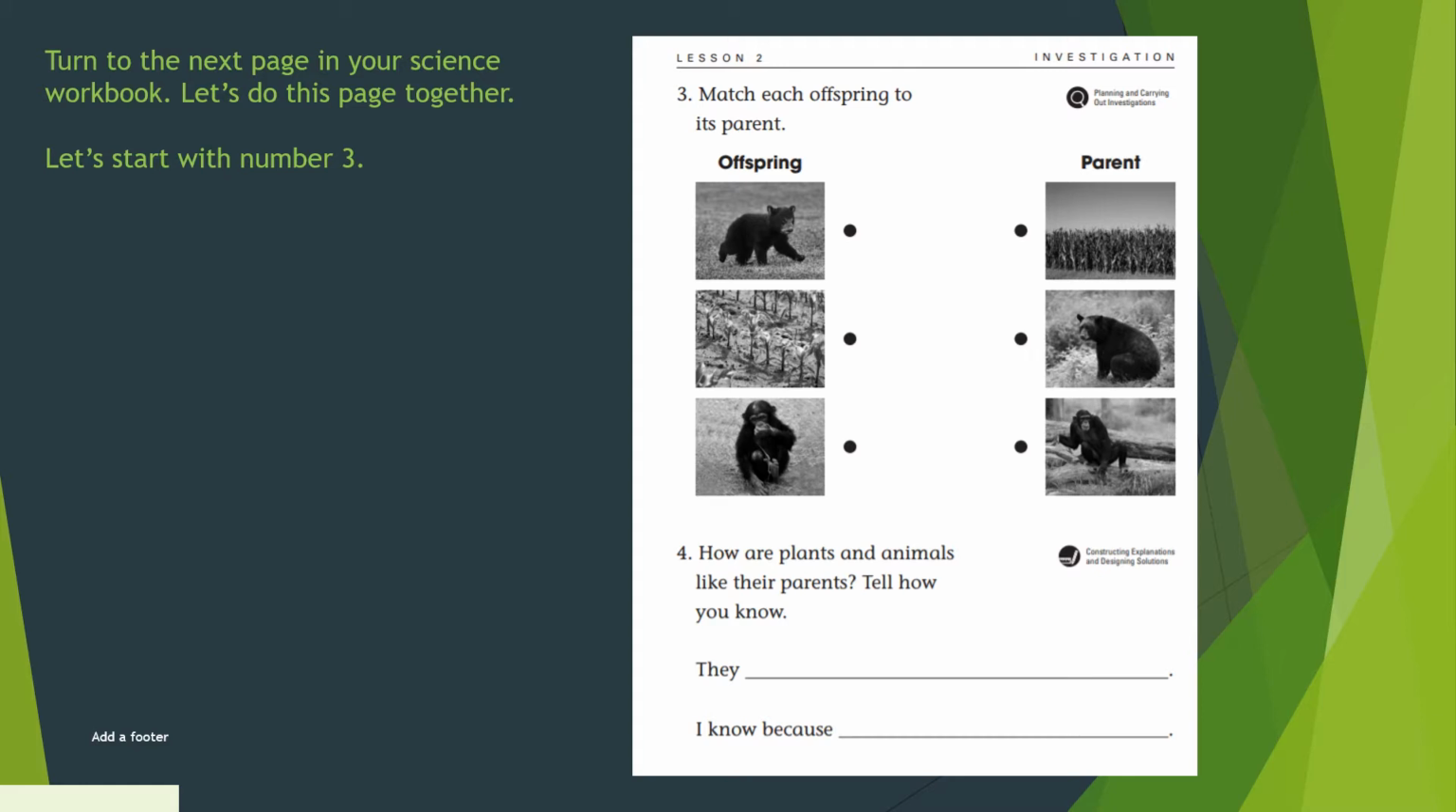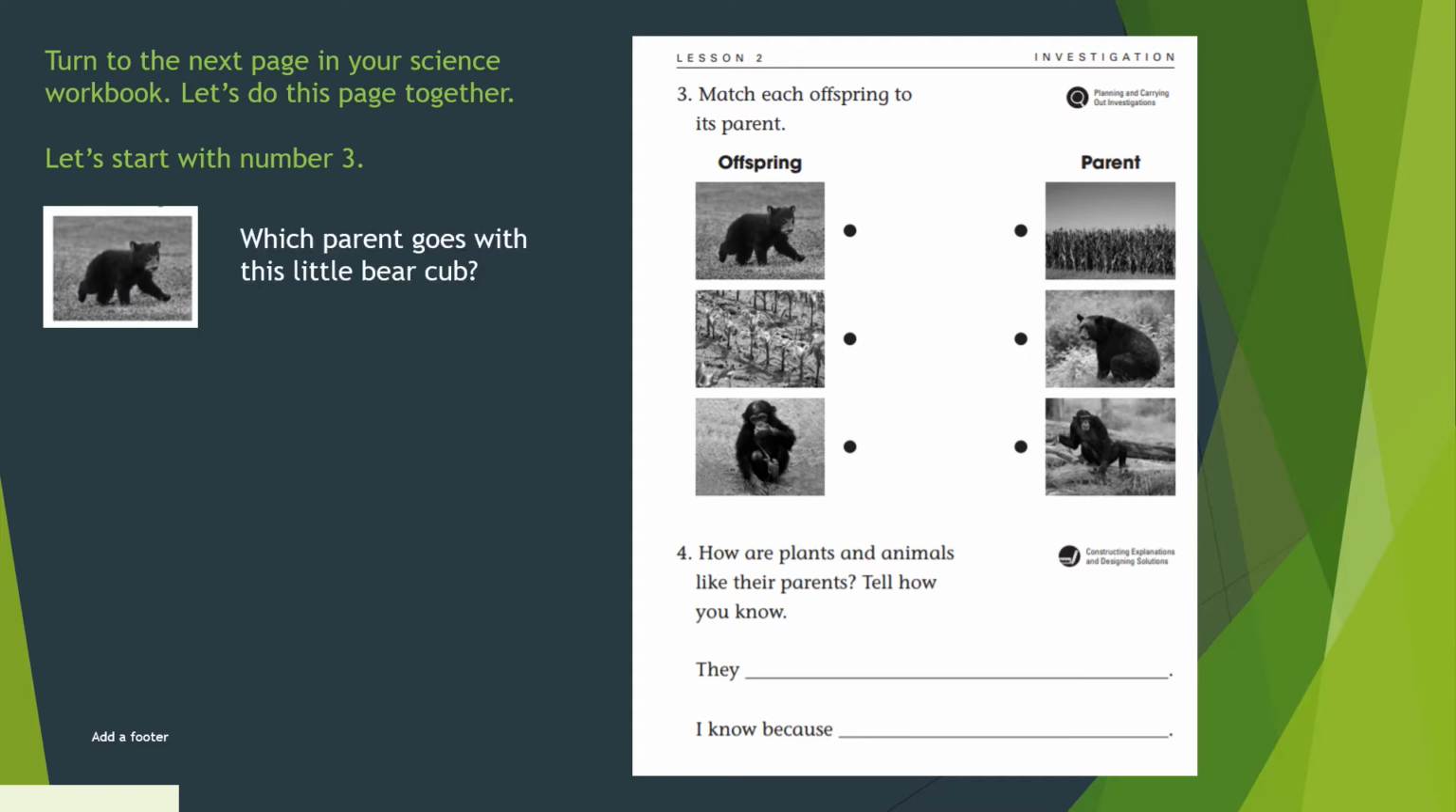We'll start with number 3. Number 3, match each offspring to its parents. Okay, this little cub, which parent goes with the little bear cub? Right, the second one there. Draw your line to match mine.